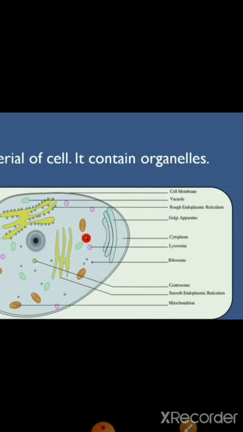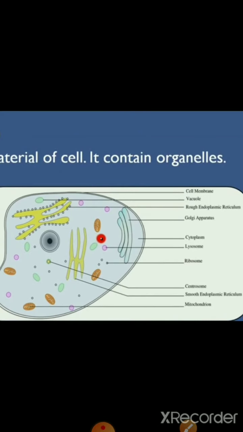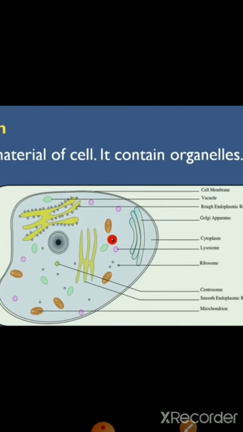Here we will discuss which main organelles the cytoplasm has. First, we have already talked about the cell membrane. That is not an organelle, right? This is the membrane, that means the outer covering of the cell. So this will not be counted as an organelle.